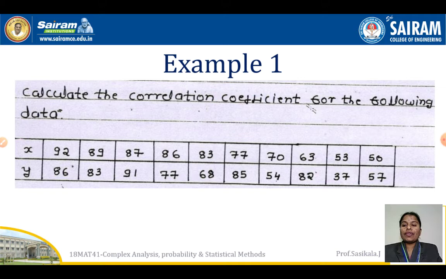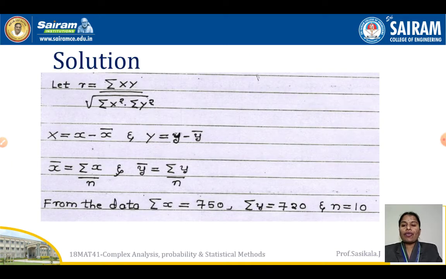Okay. So first you can take the formula. What is the formula for Karl Pearson's coefficient of correlation? r equals summation XY divided by the square root of summation X squared into summation Y squared, where capital X equals x minus x bar and capital Y equals y minus y bar. First we are going to make the data in terms of capital X and capital Y, because we are going to use this formula.